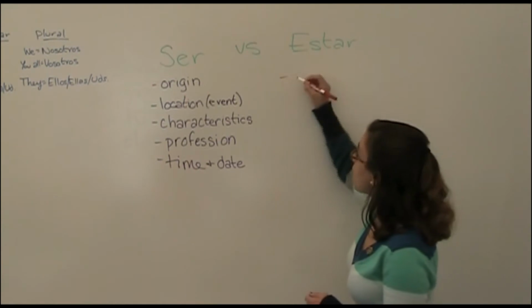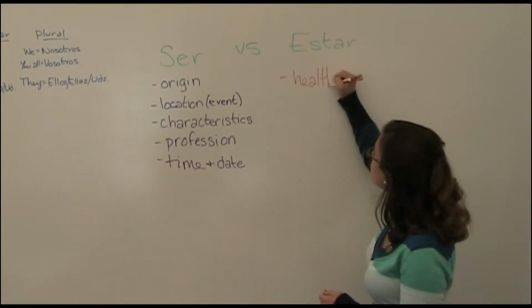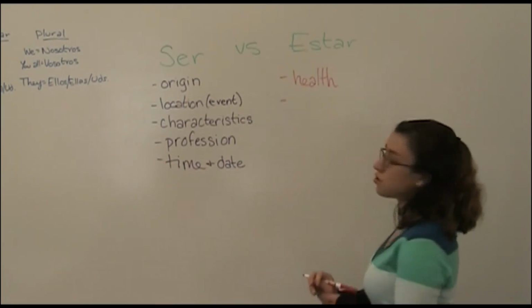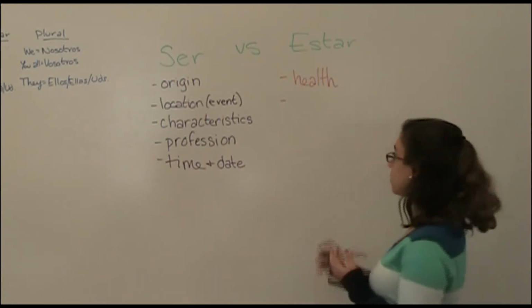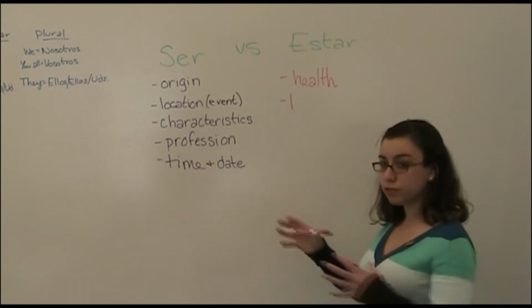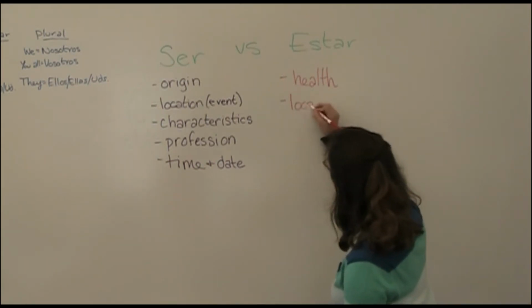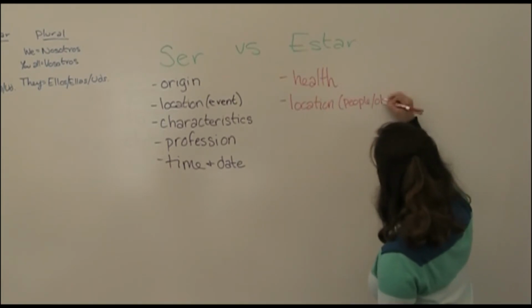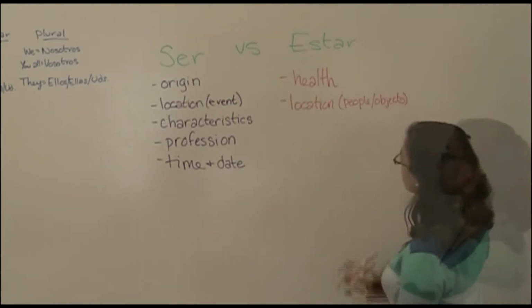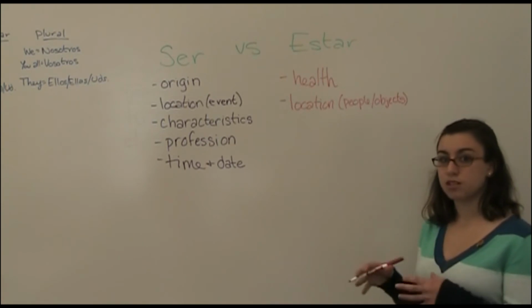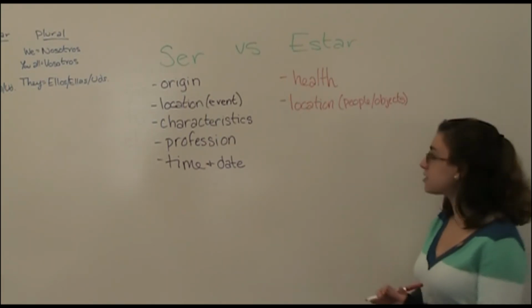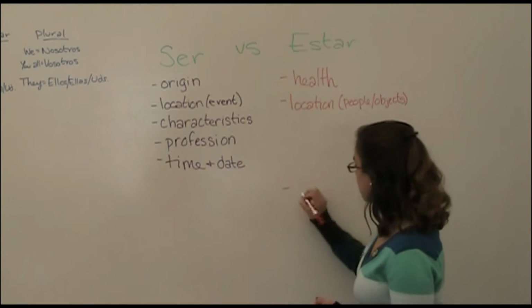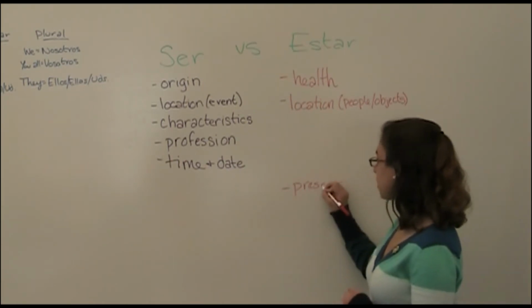Next we have estar, which as I mentioned is more of the temporary events. We can use this to describe someone's health. We can use it to describe the location of people or things, because those can move, so they're not as permanent. We use it when using the present participle, which is another verb tense. I'll put that down here. It's not normally what we deal with.